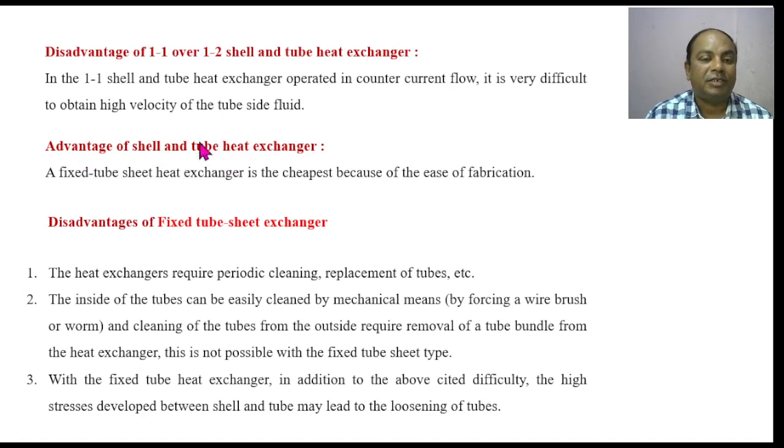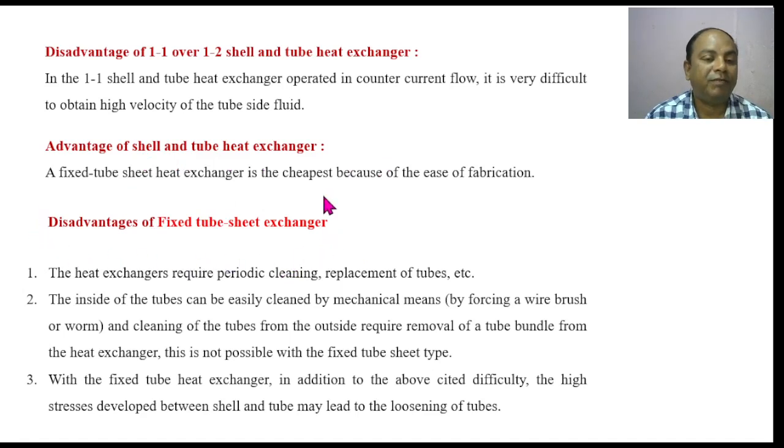What is the advantage of this shell and tube exchanger? As we have been discussing, this fixed tube sheet exchanger is the cheapest because of the ease of fabrication. It is very easy to construct, and that's why it is the cheapest type of shell and tube heat exchanger. Now, what is the main disadvantage of the fixed tube sheet heat exchanger?